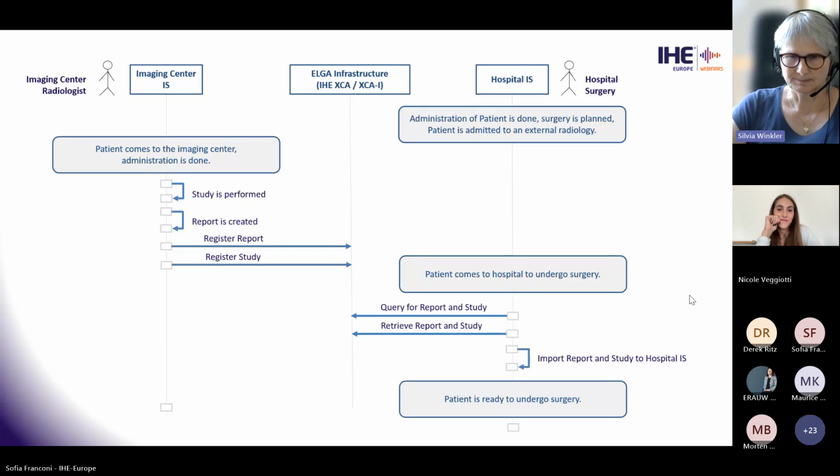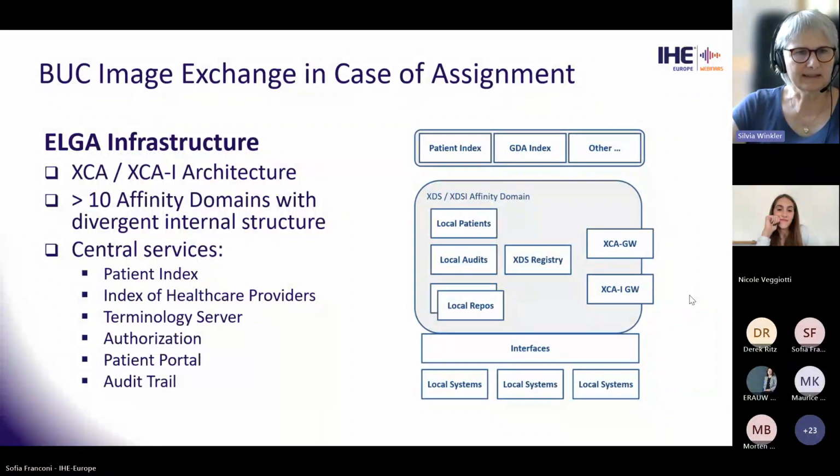Next slide, please. To give you some details about this ELGA infrastructure, it's an XCA infrastructure. We have more than 10 affinity domains, so it's quite a federated structure. We have very little centralized components, but we have some central services that are essential in this use case.